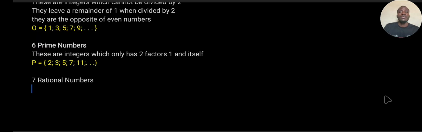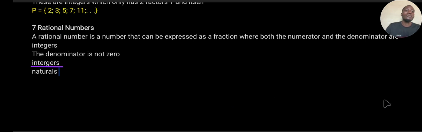The next number system we're going to talk about is the rational number. A rational number is a number that can be expressed as a fraction where both the numerator and the denominator are integers, and the denominator is not 0. So a representation of a rational number can be an integer over a natural number. It can be 1 over 2, or minus 5 over 7, or 6 over 10, or 10 over 12, or minus 5 over minus 8. That is an example of a rational number.